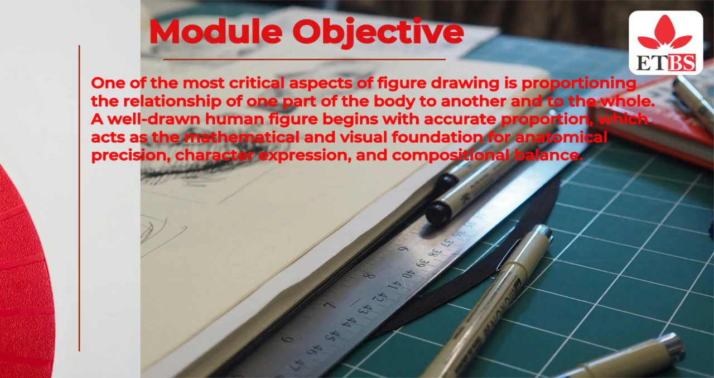Module Overview. One of the most critical aspects of figure drawing is proportioning the relationship of one part of the body to another and to the whole. A well-drawn human figure begins with accurate proportion, which acts as the mathematical and visual foundation for anatomical precision, character expression, and compositional balance. This module will immerse the learner in the science, theory, tradition, abstraction, and application of proportion systems as they relate to figure drawing.